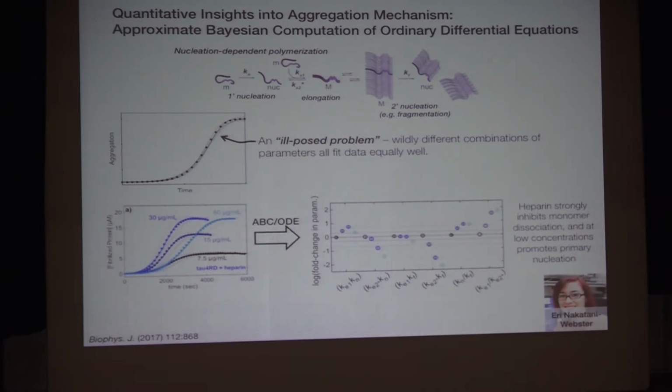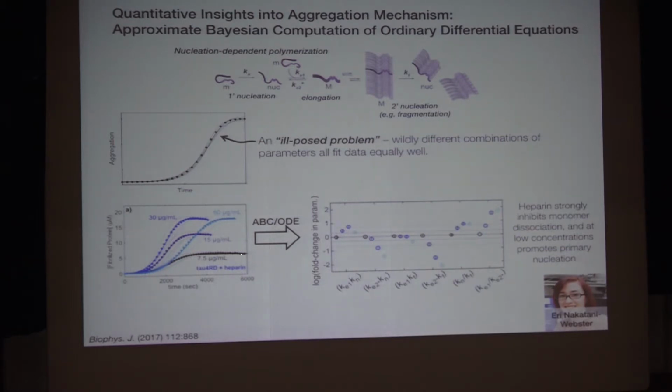So this is work that was recently published. I'm not going to spend too much time on it, but by using this Bayesian computation technique, you can generate an ensemble of solutions, and that ensemble reflects the original uncertainty in the experimental data and the structure of the model itself. So in the case of this model, you may not know exactly what the nucleation rate is by itself, but you can say with great precision how much it changes relative to its initial value as you're titrating heparin in.